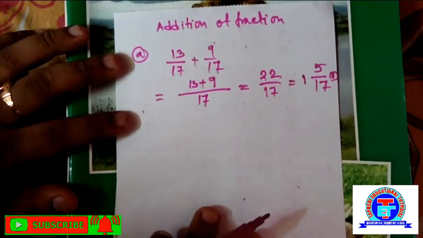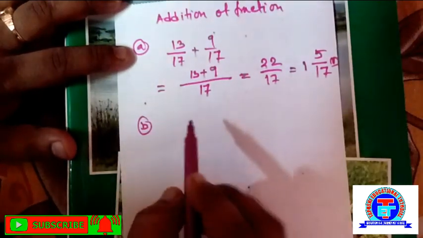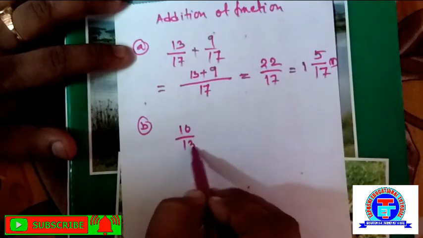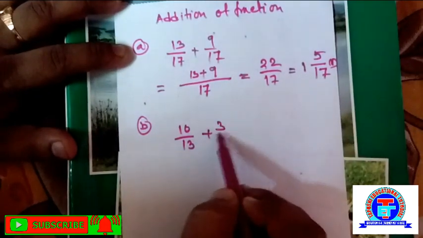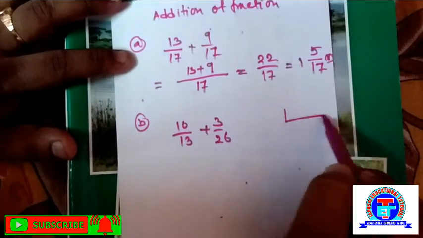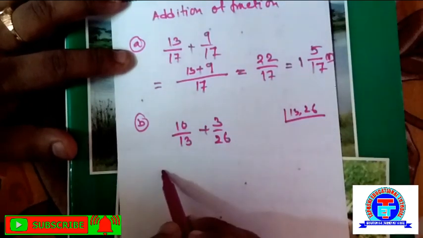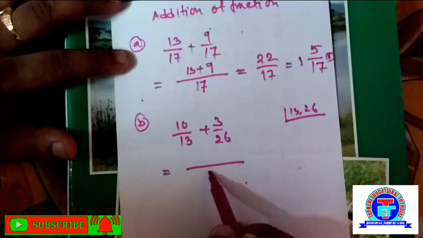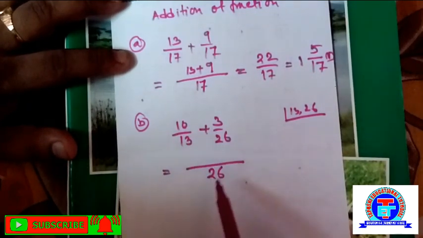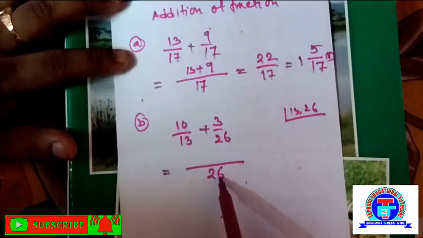Now dear student, here we solve another addition. Here given 10 by 13 plus 3 by 26. So we do LCM first. First we do LCM of 13 and 26, it will become 26, right? Now which number do we multiply with 13 to make it 26? So here 13 into 2 means 26.